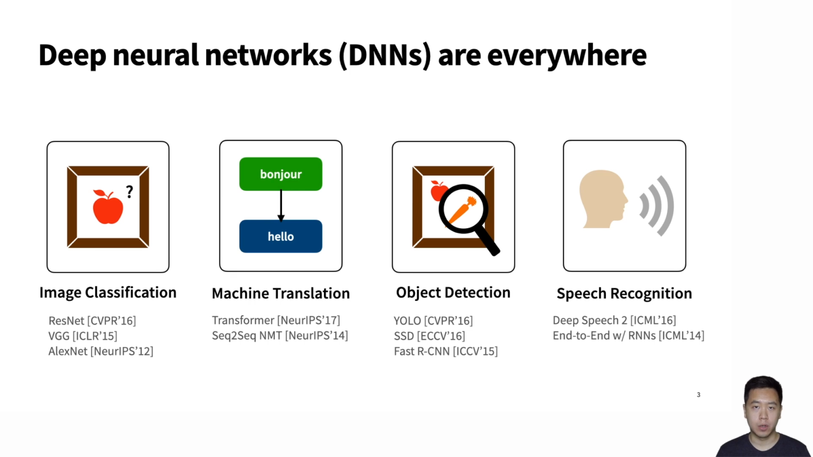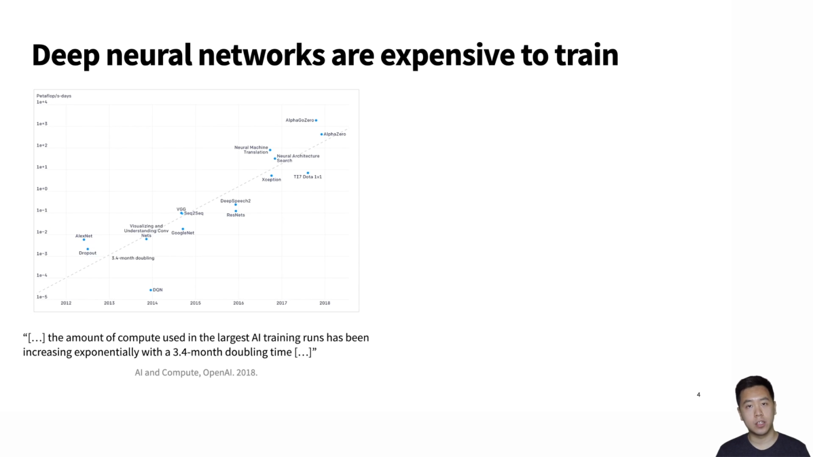So why deep neural networks? Well, deep neural networks have led to many breakthroughs in many classical machine learning tasks, including image classification, machine translation, object detection, and speech recognition. And as a result, they're widely used throughout industry and academia. But one of the big problems of using deep neural networks in practice is that they are incredibly computationally expensive to train.